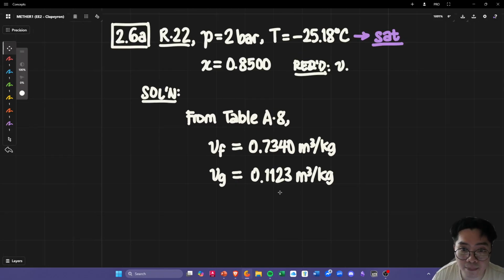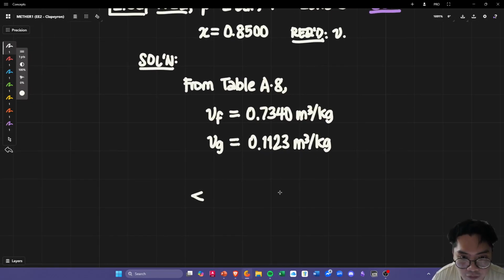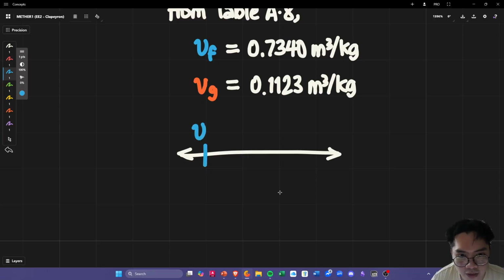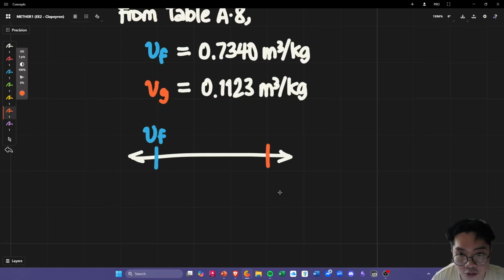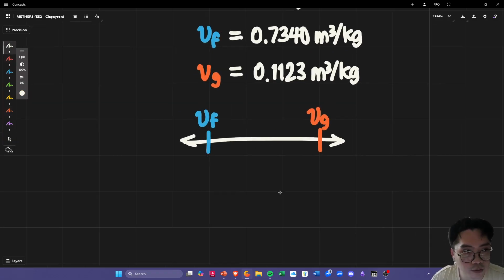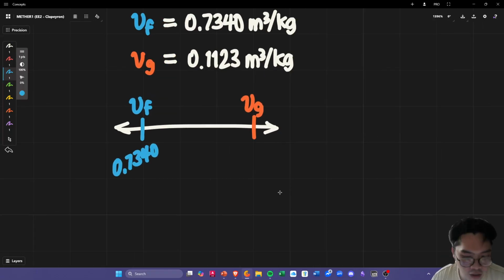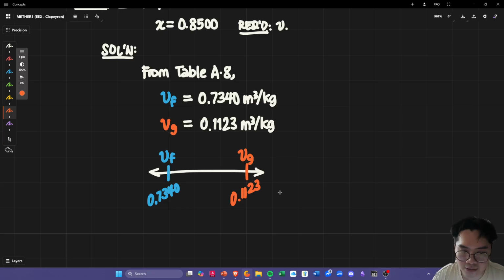So basically what is happening is this. A visual representation of this is something like this. Say, for example, let's change the color here. VF and then VG. This is your value of VF. And then your value of VG is here. Say, for example, your VF in here is 0.7340. And then your VG in here is 0.1123. Now, please, I've already committed a mistake.